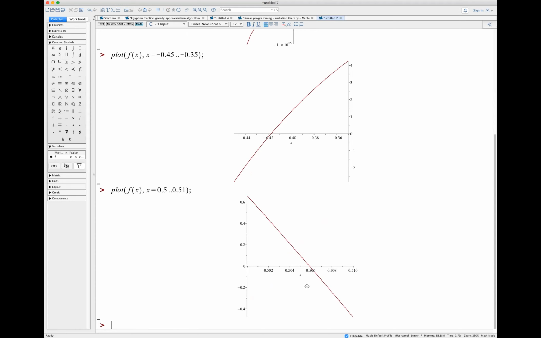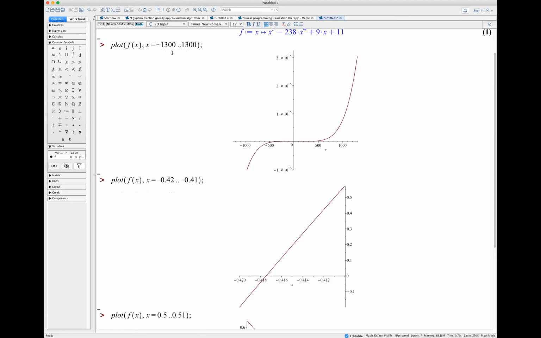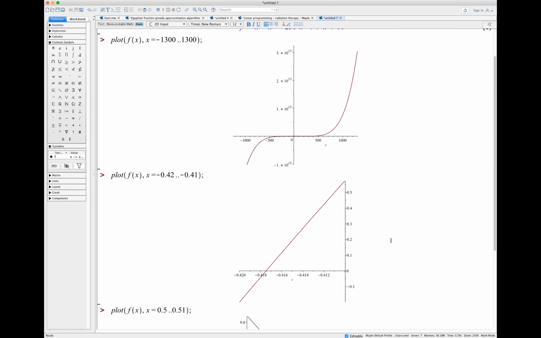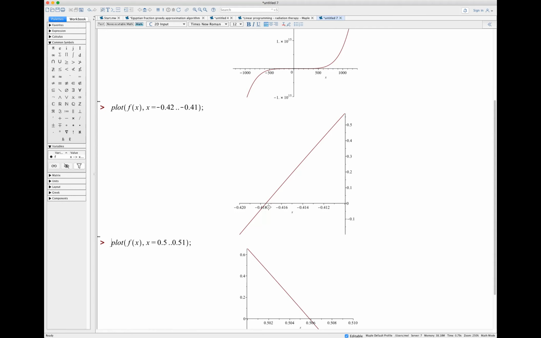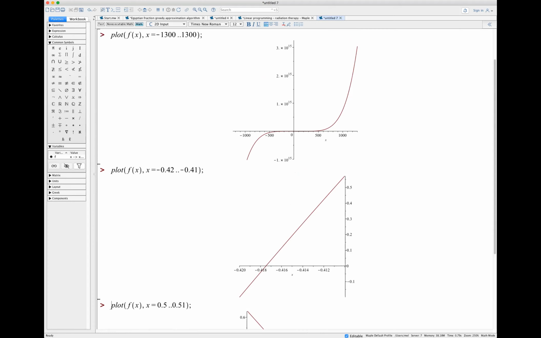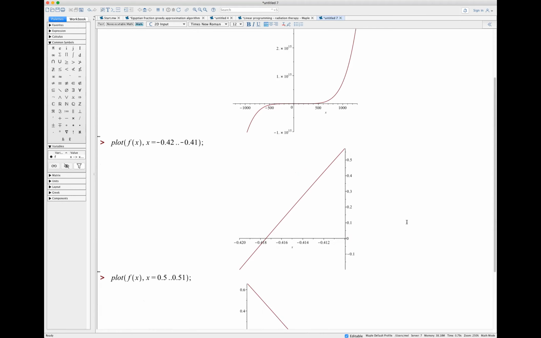Yeah, so this point is about 0.506. This one is between 0.41 and 0.42. I can keep blowing it up, but this point's around minus 0.418. This is about 0.506. Then there has to be another point somewhere out there. So let's take a look at that.